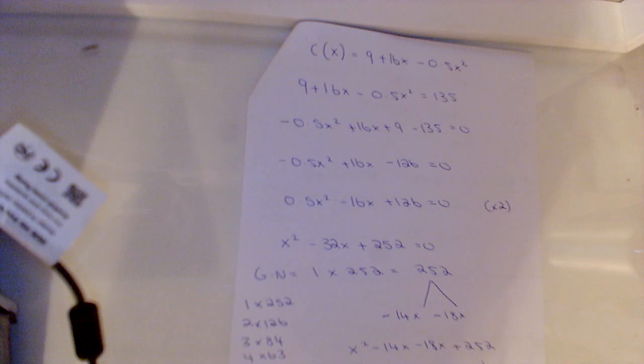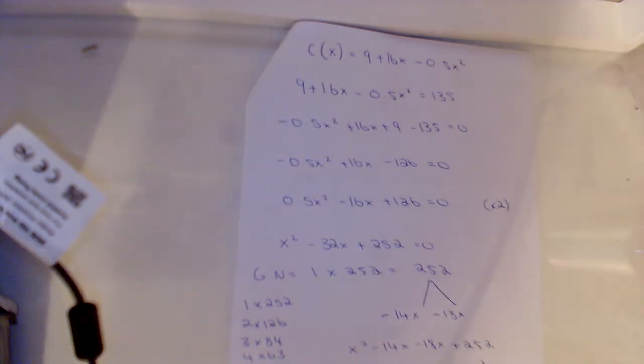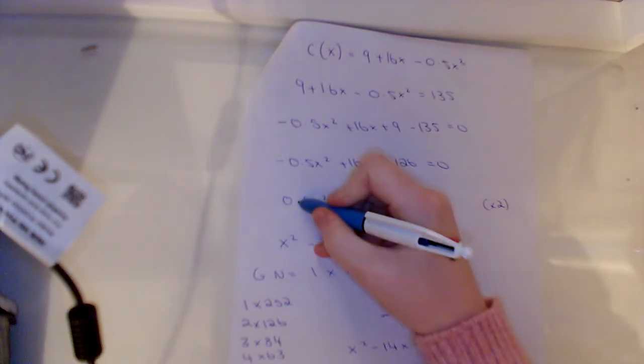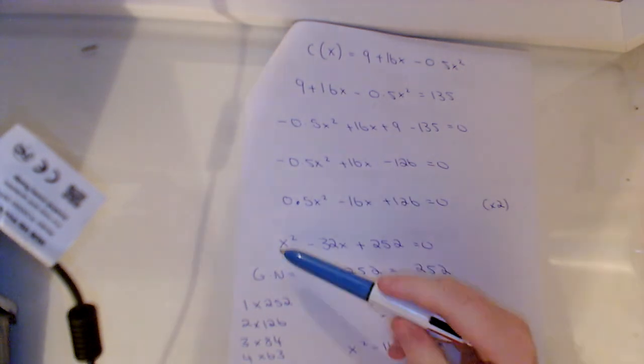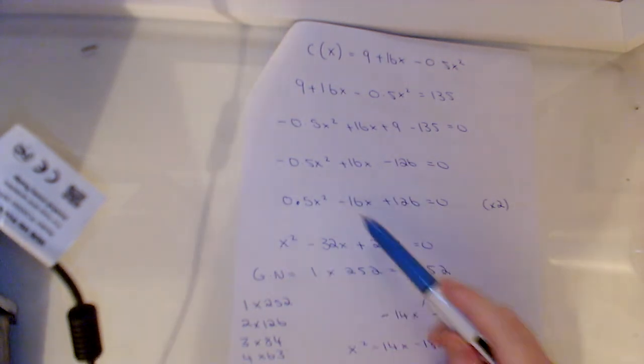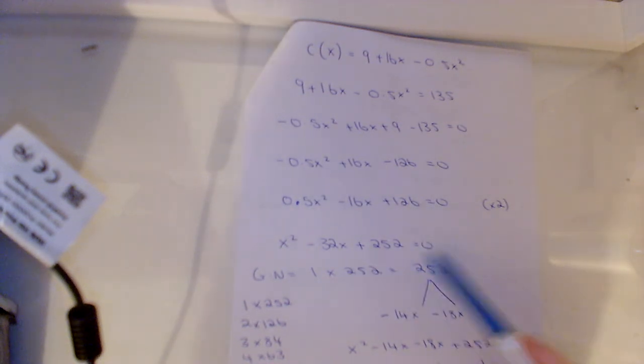Okay, right, I could have gone off and used my minus b formula, or I could have used my guide number, but I don't like having 0.5x squared. So what I did, okay, 0.5 is actually a half. So I multiplied across by 2 to get rid of my half. Okay, so 2 by 0.5 would give me 1x squared. Minus 16x by 2 will give me minus 32x. And 126 by 2 will give me 252 is equal to 0.